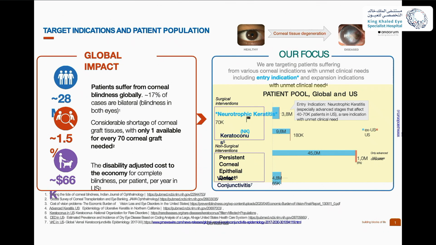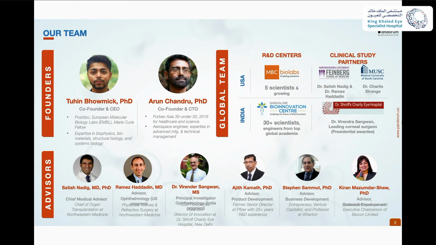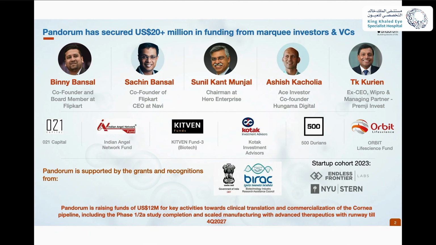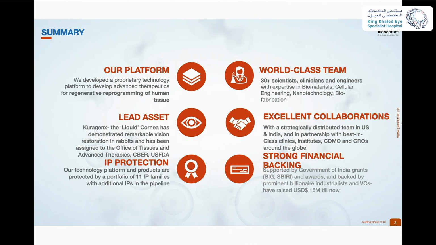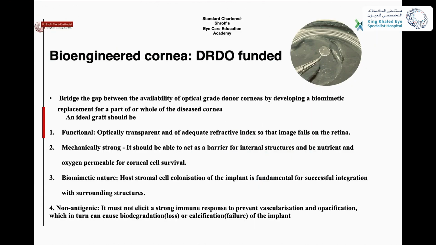This company is quite well placed in terms of their funding and their patents. These are both founders. They are from India. Below are the advisors and scientists. These two doctors are from Northwestern, Dr. Ramiz Hadedin and Satish Nadeg. And these are investors. They have already raised about $20 million US from different venture capital firms, and they are looking for another $15 million now. And the cornea is their flagship product, but they have some other products as well, which they are developing.